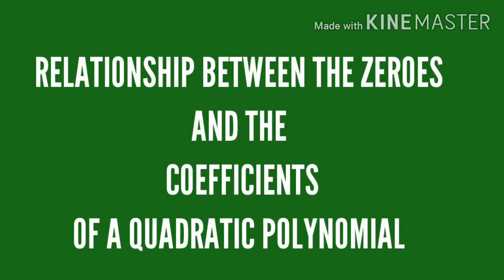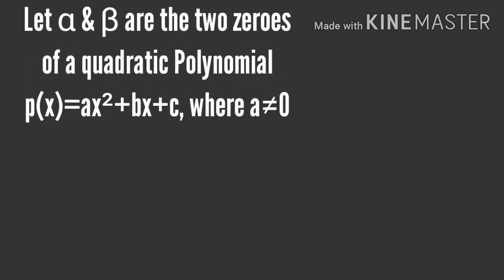Dear students of class 10, in this video we will learn to establish the relationship between the zeros and the coefficients of a quadratic polynomial. Let alpha and beta be the zeros of a quadratic polynomial of variable x, and we know that the standard form of a quadratic polynomial is ax² + bx + c, where a must not be equal to 0.